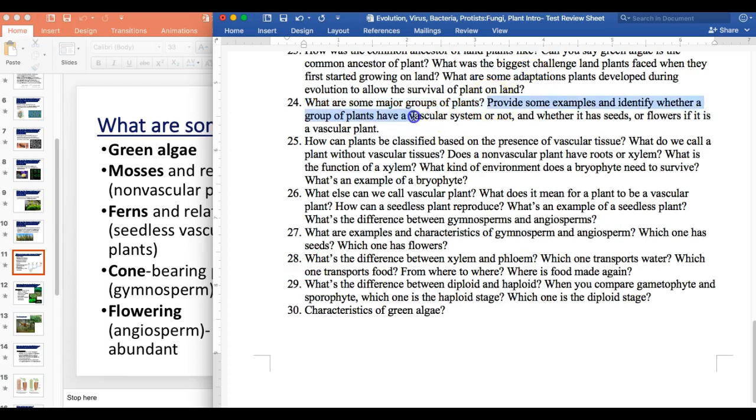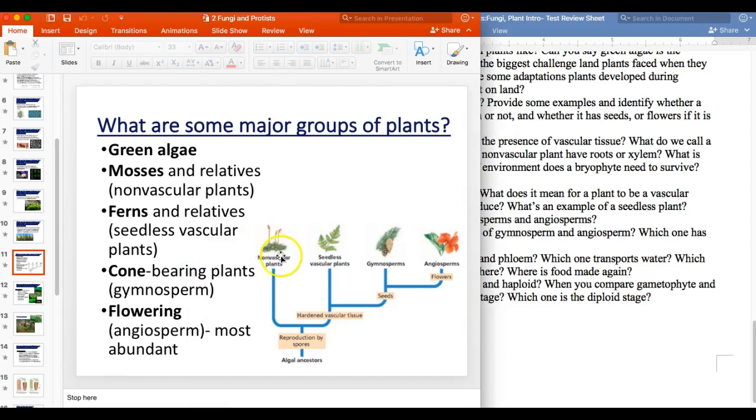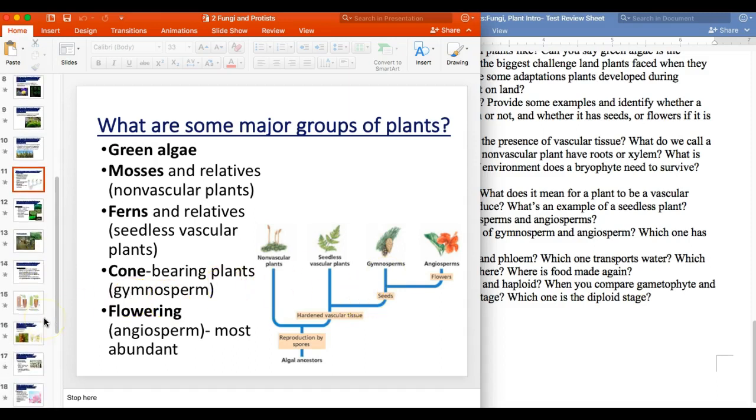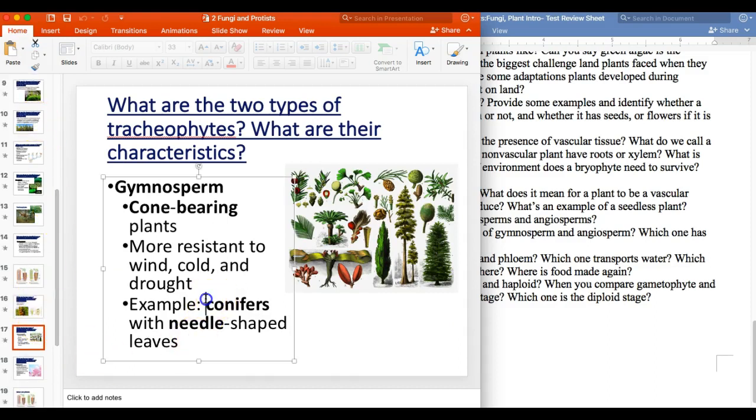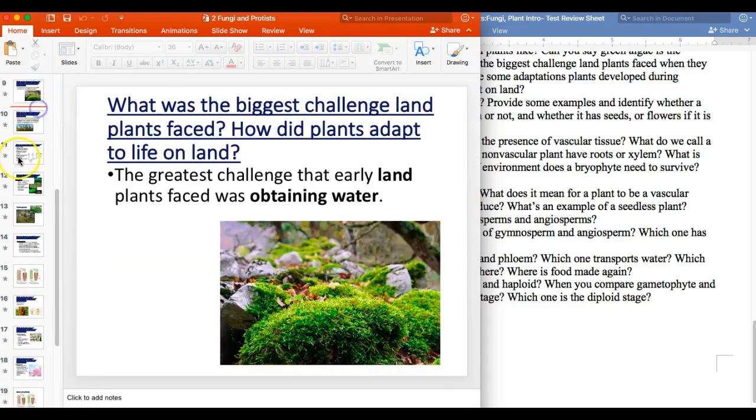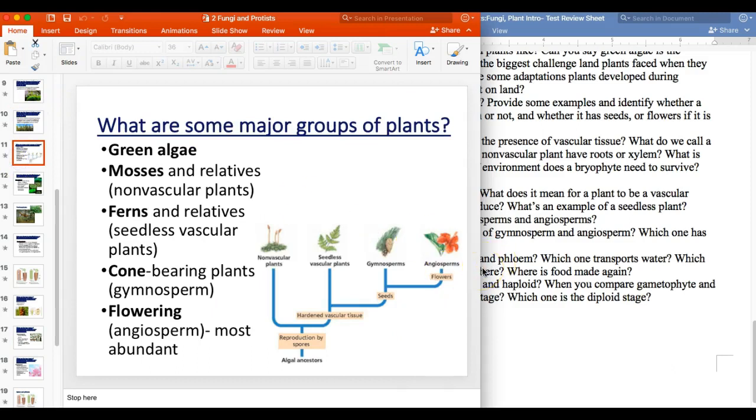Some examples: a non-vascular plant can be a moss. A seedless vascular plant could be a fern. Gymnosperms can be the Christmas tree, whatever that's called. I forgot what it's called. Oh, conifers. Conifers are the Christmas trees. And the last one, angiosperm: cherry blossom, anything that blossoms will be an angiosperm.